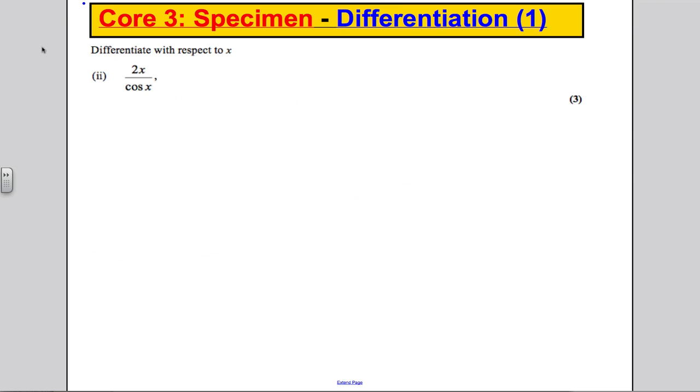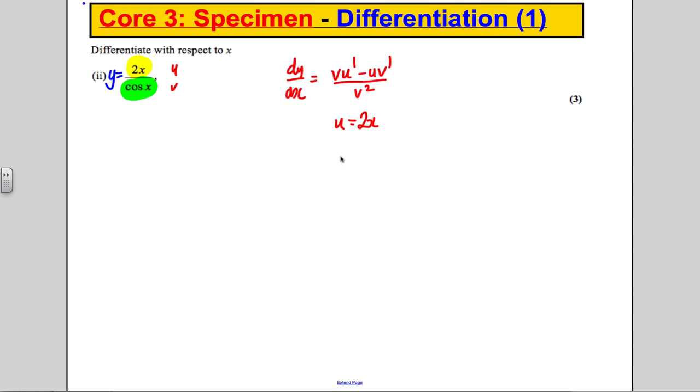Next part, differentiate this. You should realise this is a quotient, u divided by v, so u and v. So if this function, if you had let that be y, then by the quotient rule, dy by dx is given by this formula, vu dash minus uv dash all over v squared. That is given to you in your formula booklet. State your u and your v.